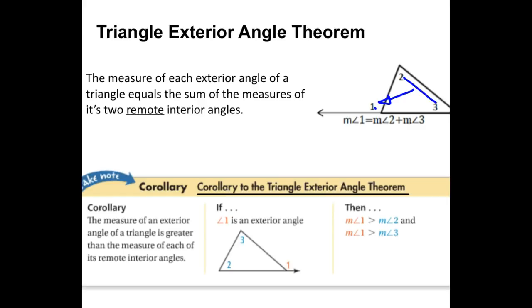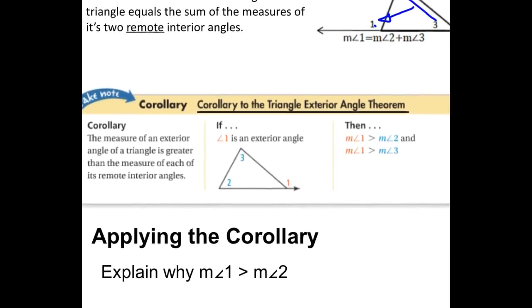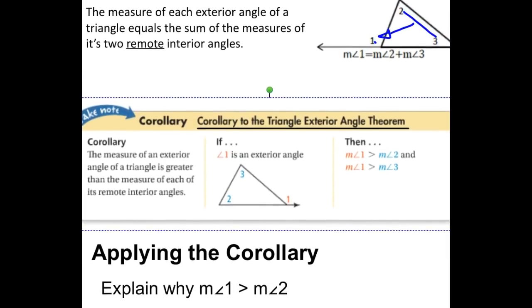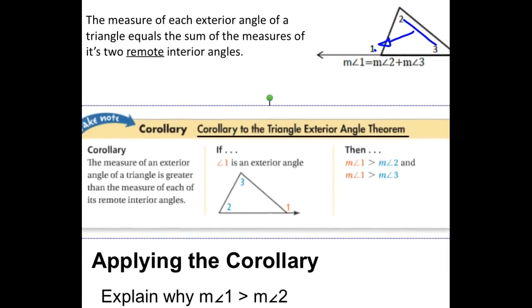What we're going to talk about next is actually the corollary to this. Because up there I said 1 equals 2 plus 3, that would imply that 1 is greater than 2 and 1 is greater than 3 because they add up to it. So that's where the comparison property of inequalities we talked about in the beginning comes into play. Because here 2 and 3 add up to 1, then 1 has to be bigger than 2 and 1 has to be bigger than 3.